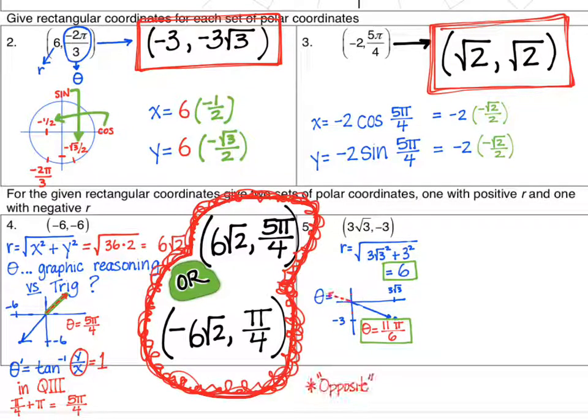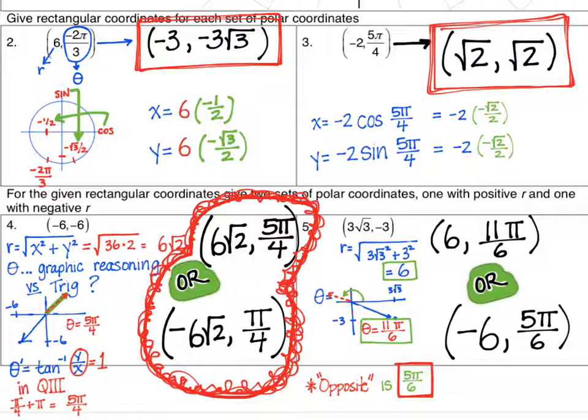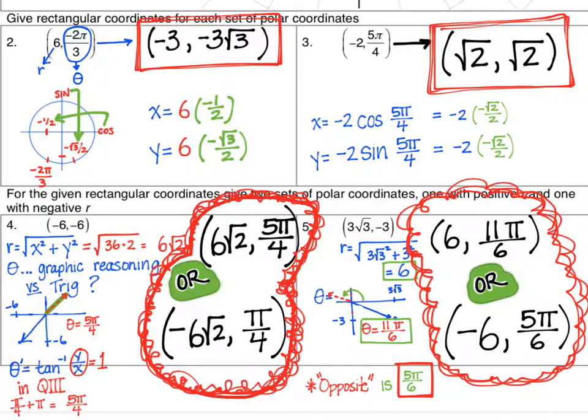I also want to think about its opposite angle because I'm going to be talking about that negative radius. The opposite of 11 pi over 6 is 5 pi over 6. So now I have both the angle and the opposite angle. The radius was 6, and when I use the negative radius, I'm going to be using the opposite angle.